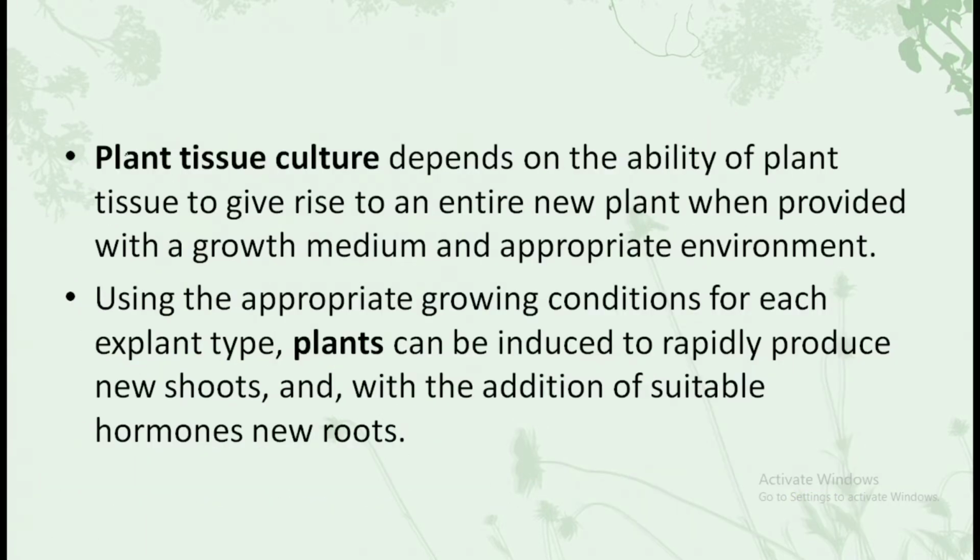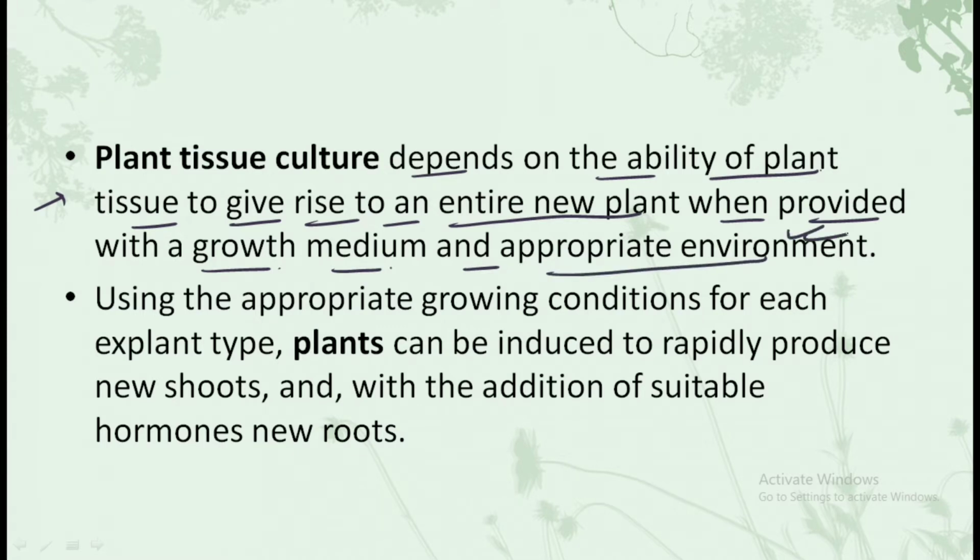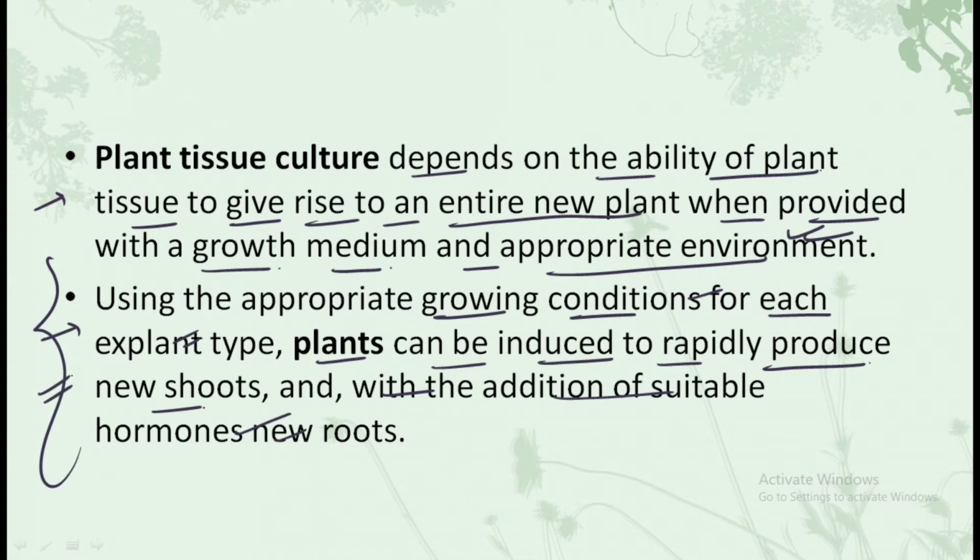So we can also say that plant tissue culture depends upon the ability of the plant tissue to give rise to an entirely new plant when provided with the growth medium and appropriate environmental conditions. Using the appropriate growing conditions for each explant type, the plants can be induced to rapidly produce new shoots with the addition of suitable hormones. We will be understanding all the various important conditions in the subsequent slides.